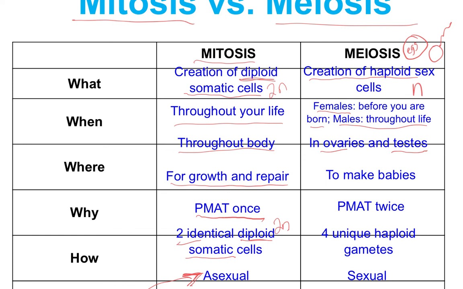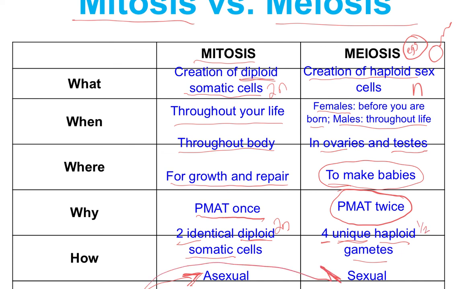And the reason that this happens is obviously to produce offspring, right? To make babies. And so PMAT, the prophase, metaphase, anaphase, telophase version of stages of cellular division are going to happen twice and ultimately result in 4 unique, because of that crossing over, haploid gametes. Haploid, half gametes. And this is as a result or in purpose of sexual reproduction.